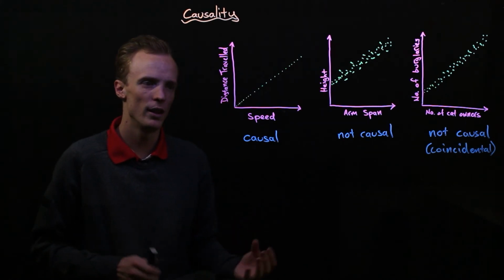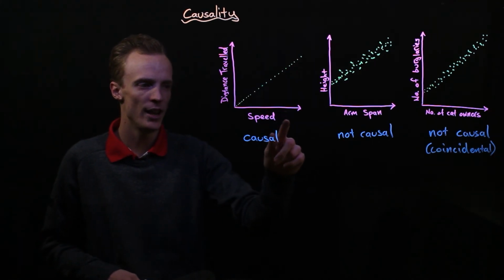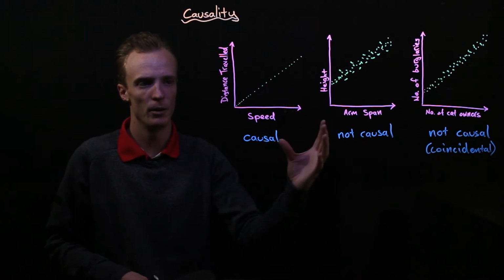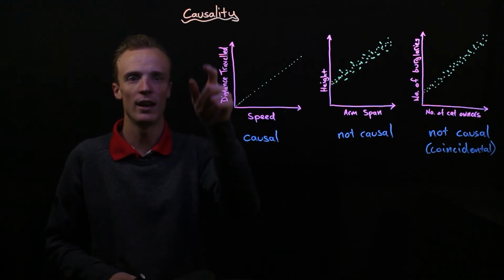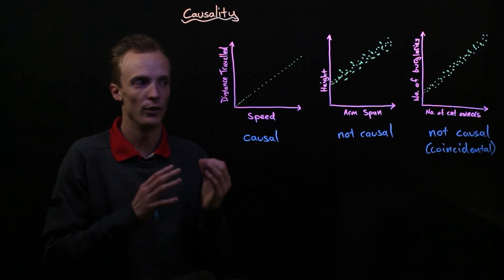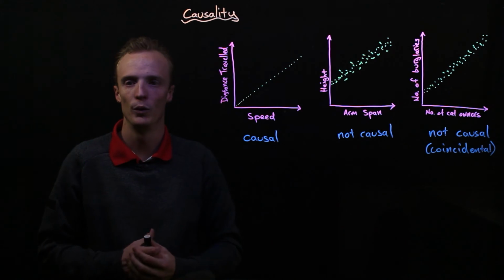So a causal relationship is where a change in our explanatory variable is the direct cause of the change in our response variable. If it's not, then it's not a causal relationship.